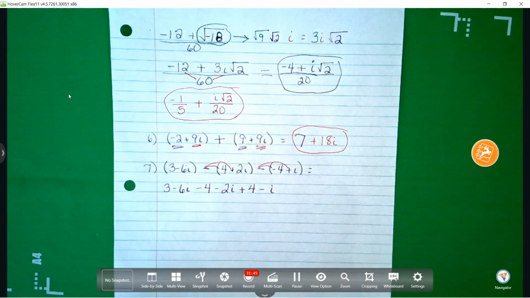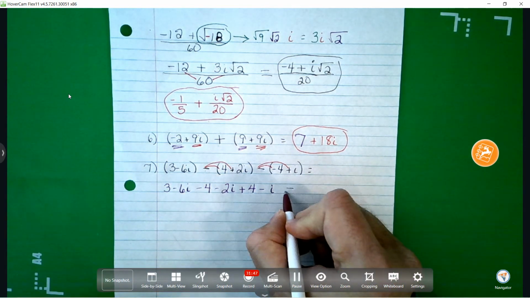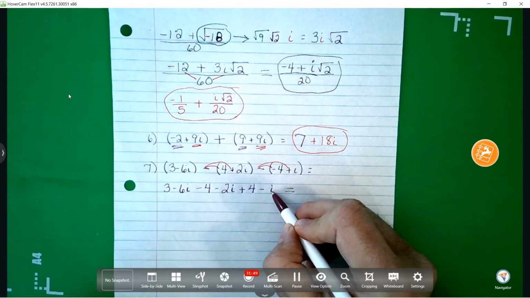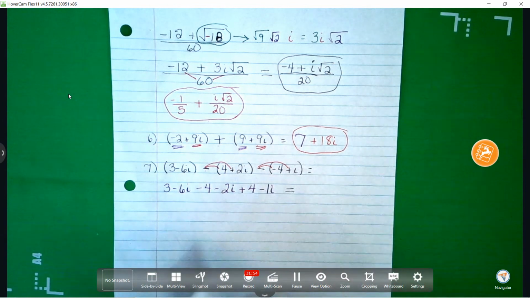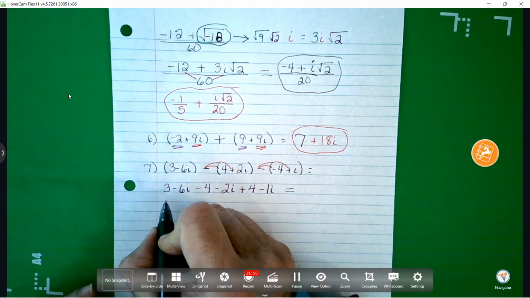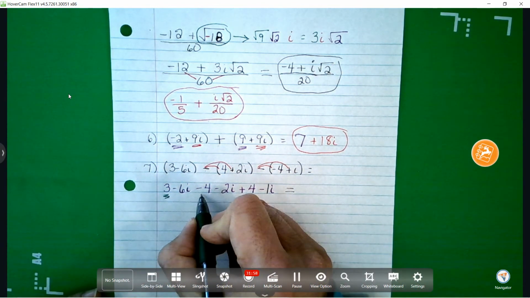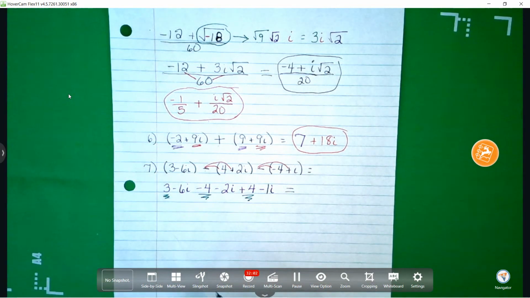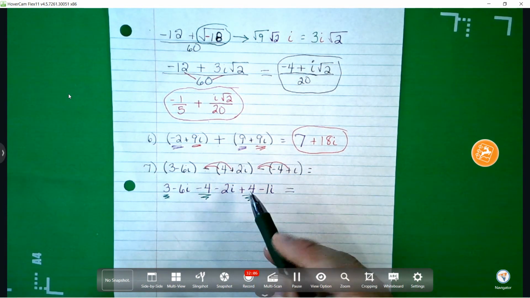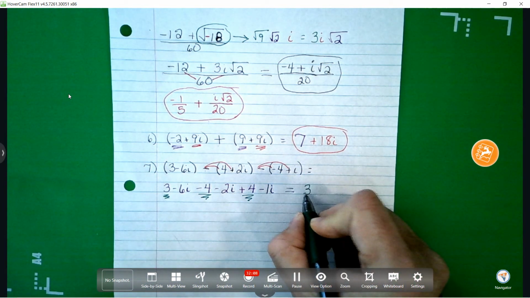Now let's combine all our like terms, keeping in mind that when you have a variable and there's not a number in front, you assume there's a 1 there. So let me see. I'm adding the real numbers. 3 plus a negative 4 plus 4. Is that just going to be 3? Minus 4 plus 4 is 0, so 3.